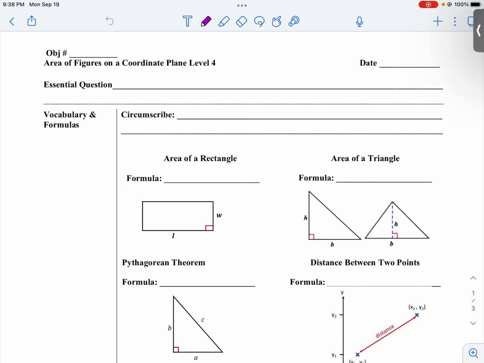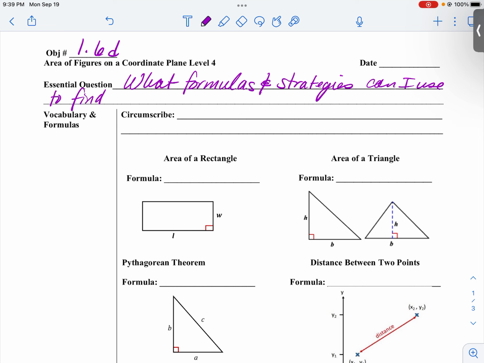This is objective 1.6C, D. And our essential question today is, what formulas and strategies can I use to find the area of rectangles and triangles given vertices?